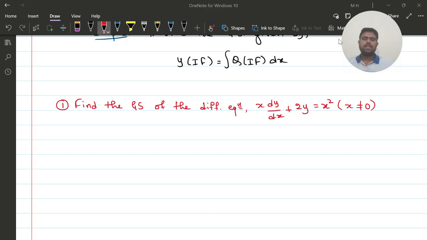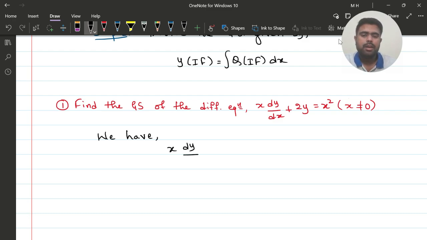So this is the example that we have. Find the general solution of the differential equation x dy by dx plus 2y equal to x square. First thing we have to do is express it in the standard form. We will write down the given differential equation: x dy by dx plus 2y equal to x square.